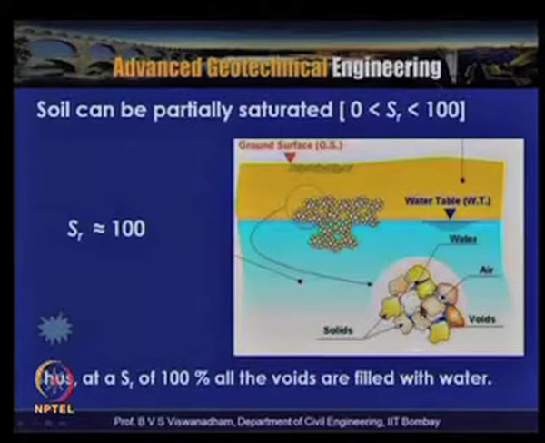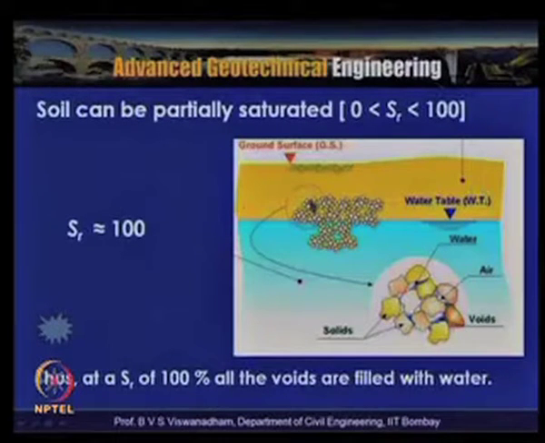It means that all the voids are filled with water. So, at SR equal to 100%, all voids are completely filled with water. So, below the water table, we can say that the soil is completely saturated. Above the water table, unless the type of soil is different, you actually have a partially saturated soil.